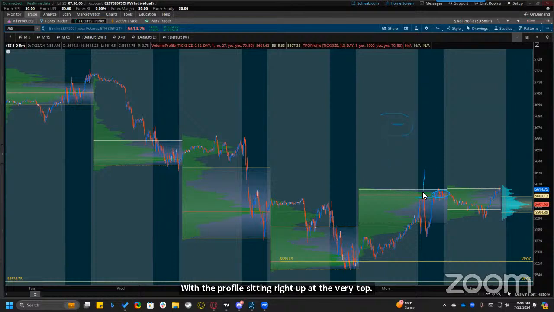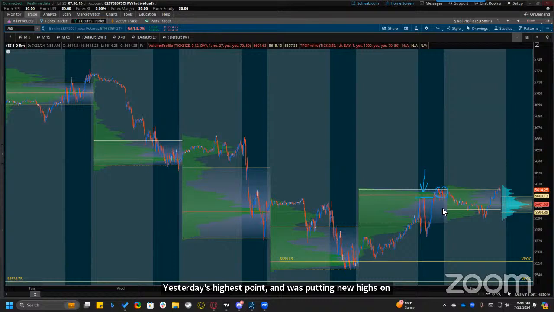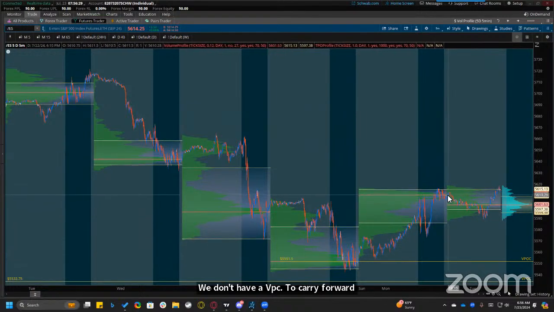Liquidity resides on the other side of the pivot. When we finally got above yesterday's highest point and were putting new highs on the day, we got up into all that liquidity, and we were able to keep it at least until the close before we sold out of it. We don't have a VPOC to carry forward since we opened right at that level and we've come back up and hit that level.